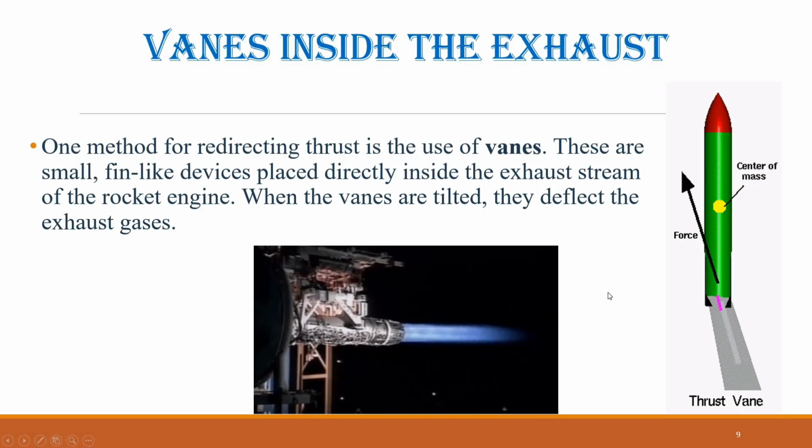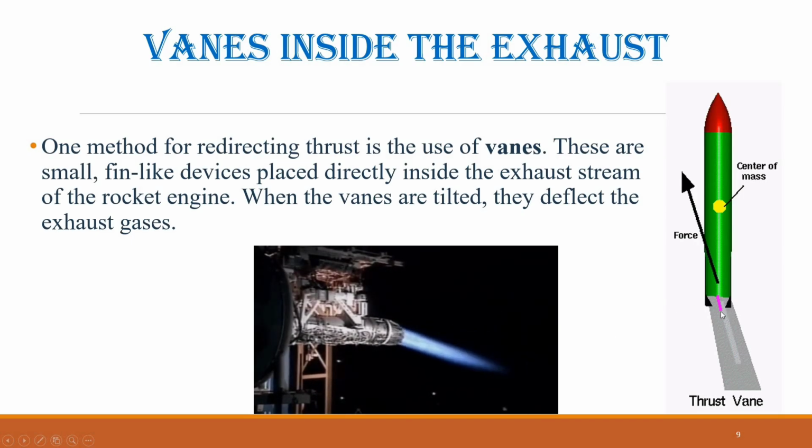Instead of relying on airflow over external surfaces, these systems change the direction of the rocket's thrust to steer the vehicle during flight. By adjusting the angle at which exhaust gases leave the rocket engine, the rocket can alter its course with precision.